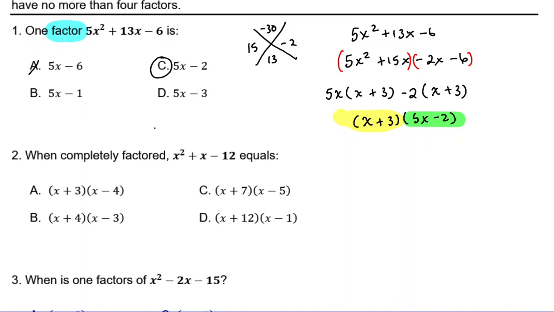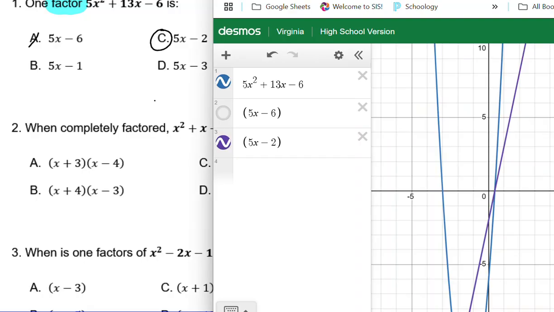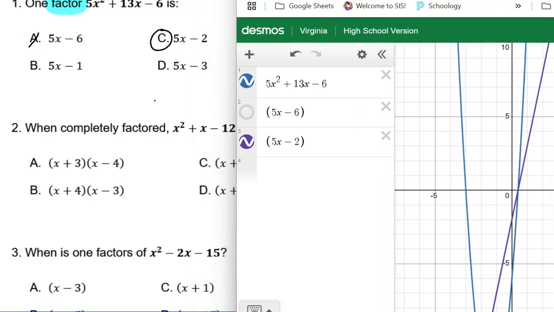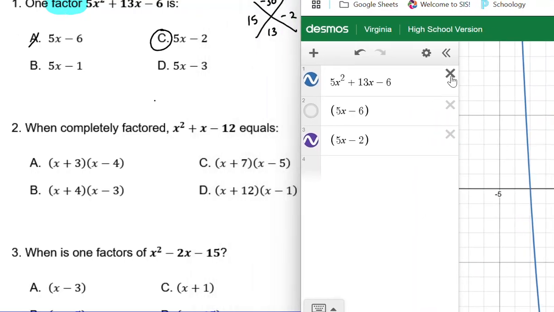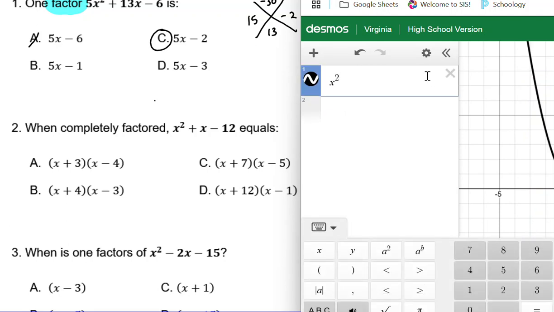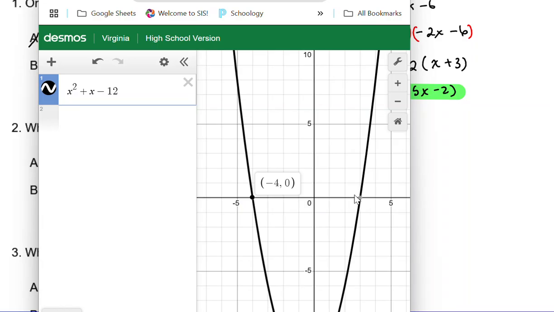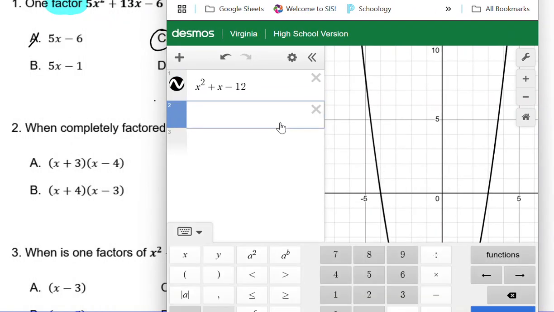So how about this? Let's see if we can figure out which ones are the factors using Desmos, since I kind of have an answer key, multiple choice. So I'm going to put in my original: x squared plus x minus 12. And I can see that I have two factors here, this one and this one. So what I can do is put each factor separately.